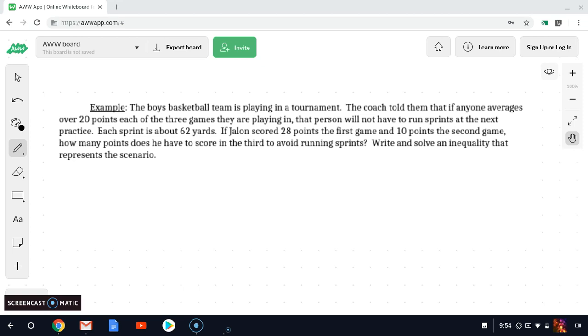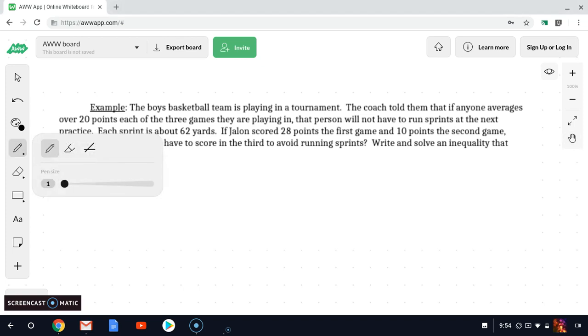It says the boys basketball team is playing in a tournament. The coach told them that if anyone averages over 20 points each of the 3 games they are playing in, that person will not have to run sprints at the next practice. Each sprint is about 62 yards. If Jalen scored 28 points in the first game and 10 points in the second game, how many points does he have to score in the third to avoid running sprints? Write and solve an inequality that represents the scenario.